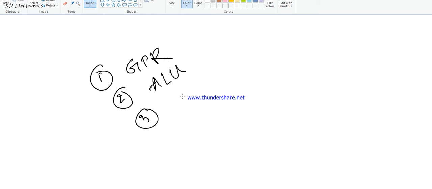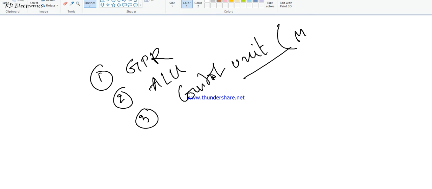And number three is a very important part, which is the heart of any microprocessor, known as the control unit, or microprocessor control unit, MCU. Generally we just call it the control unit. And this is known as the general purpose register.